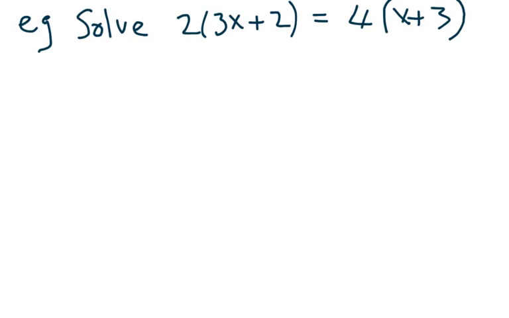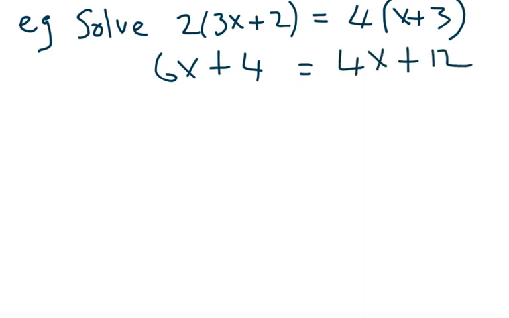Now, I've got multiplying out on both sides. So 2 multiplied by 3x is 6x. And 2 multiplied by 2 is 4, so plus 4. And that's equal to 4 multiplied by x is 4x, and 4 multiplied by 3 is 12. So that's equal to 4x plus 12. Now I need to get all my x's onto one side. So I'm going to subtract 4x from this side, 4x from this side.